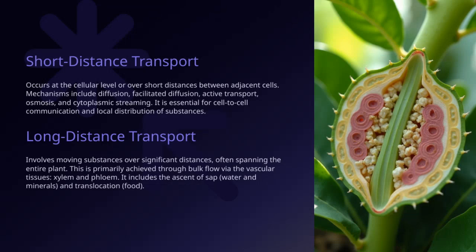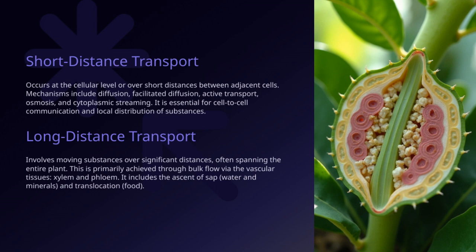Now, let's talk about long-distance transport in plants. This process involves moving substances over quite large distances, often across the entire plant. The main method here is bulk flow, which occurs through the vascular tissues, specifically the xylem and phloem. The xylem is responsible for transporting water and minerals from the roots up to the leaves, a process known as the ascent of sap. Meanwhile, the phloem translocates food, like sugars, from the leaves to other parts of the plant in a process called translocation. These mechanisms are crucial because they ensure that nutrients and water reach all parts of the plant, supporting growth and survival.